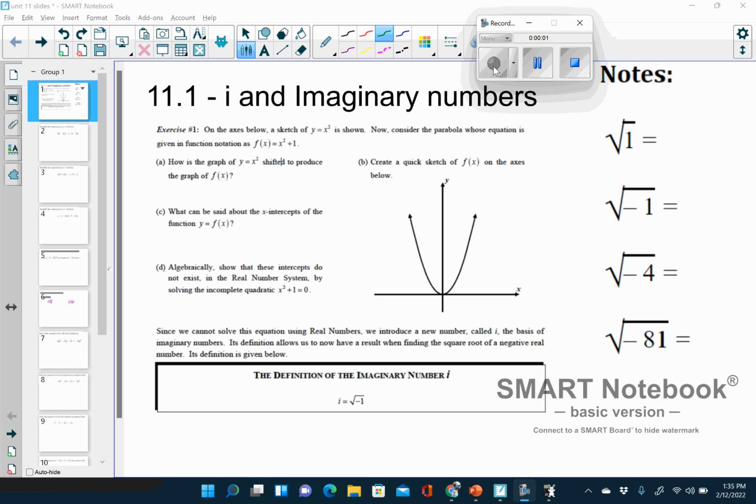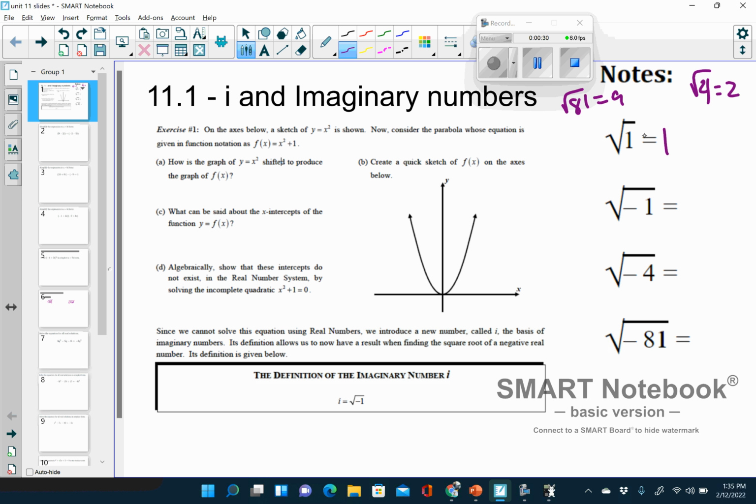All right. So welcome to 11.1, where we're learning about imaginary numbers, unicorns, and fairies and stuff. Okay, so the square root of 1 is equal to 1 because 1 times 1 is equal to 1. Square root of 2 can't simplify, but the square root of 4 is equal to 2 because 2 times 2 is 4. The square root of 81, let's just say, is equal to 9, because 9 times 9 is 81. So that's just a throwback.